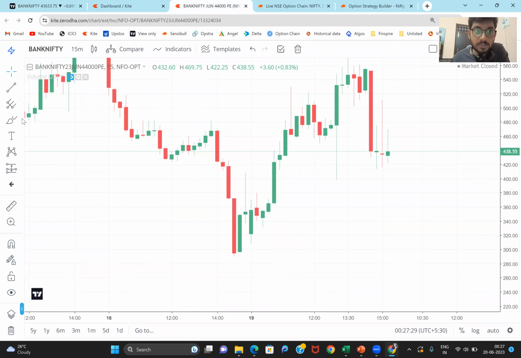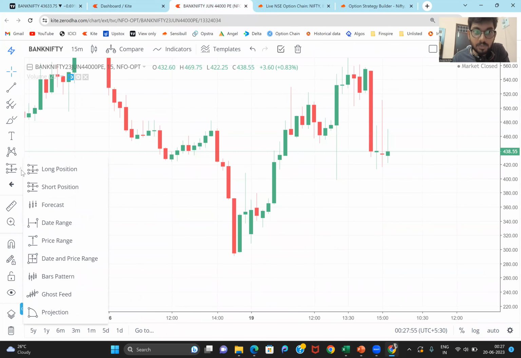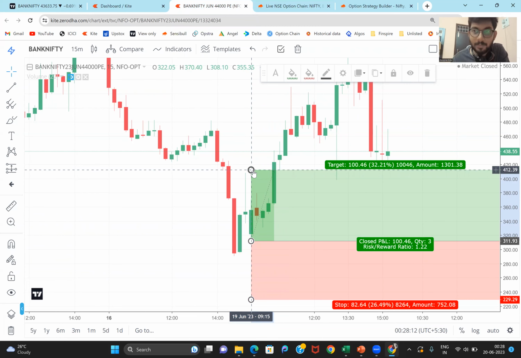So if I go to my option chart, let me put the target as a long position, because the put will go up. If you have bought the put and the market is going down, the put will go up. So we are taking a long position right here. The target would be 100 points, which is basically this. We have defined a target of 100 points. If I just do a little bit of correction, this is the 100-point target.